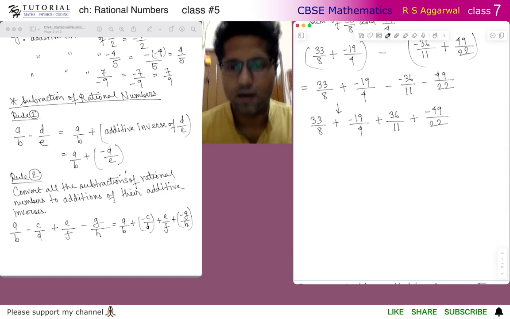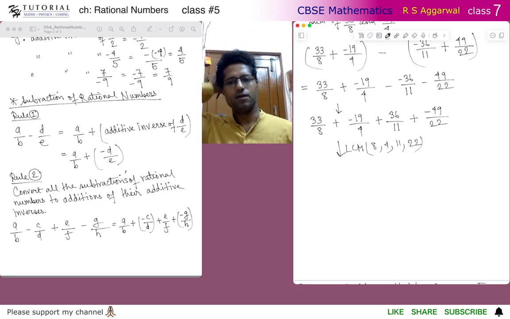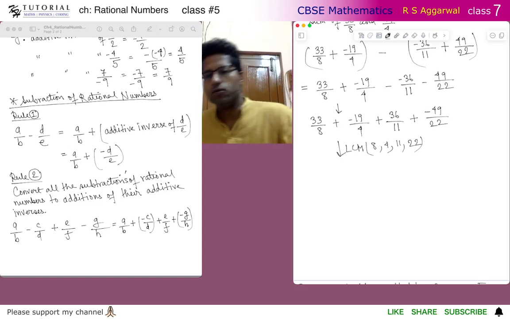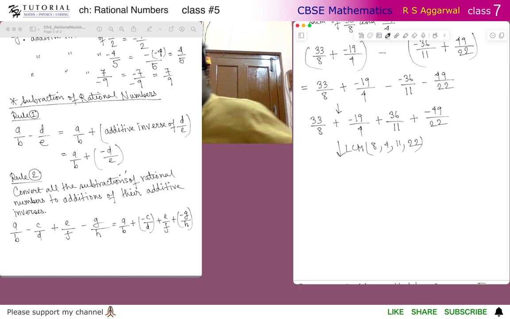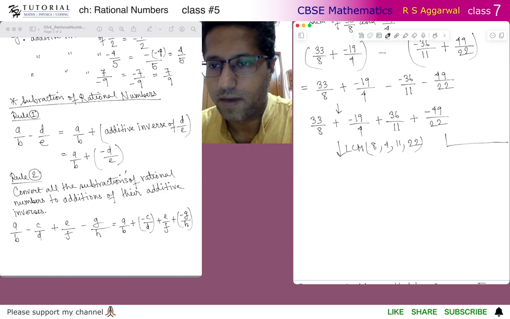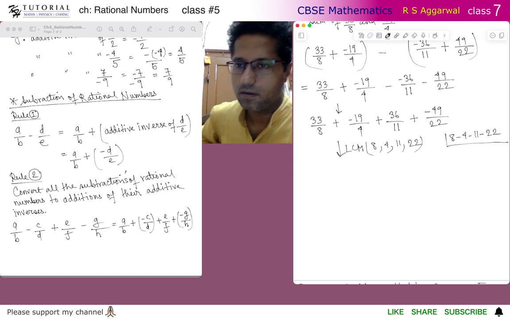Since all the denominators are different, we have to find the LCM of 8, 4, 11, 22. Now you can clearly mentally do this. It will be nothing but 8 into 22, I hope. No, let me check. Let me find out the LCM. So we have 8, 4, 11 and 22. We first divide by the lowest prime number that will divide at least 2 of these numbers.